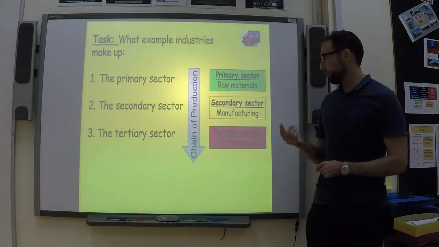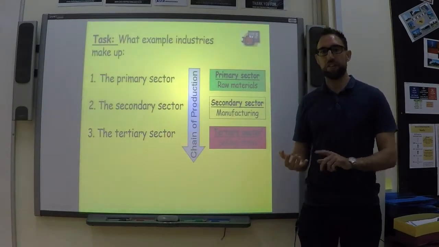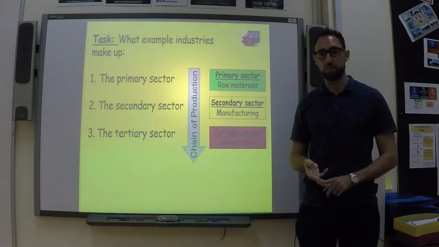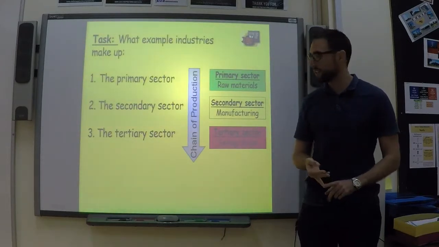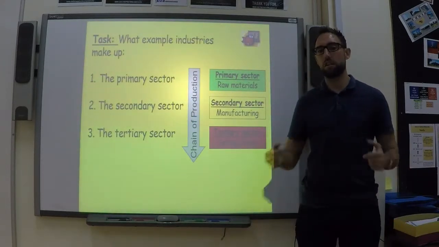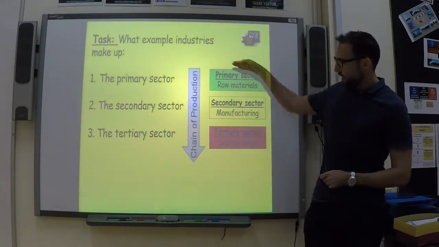And the tertiary sector is a business that sells stuff, it's a retailer, it's selling things to us as the consumer. For example, business in the primary sector, so taking raw materials from the ground, could be things like farming, fishing, coal mining, oil mining, gas mining, okay? Anything where you're taking raw materials out of the ground, you are in the primary sector.